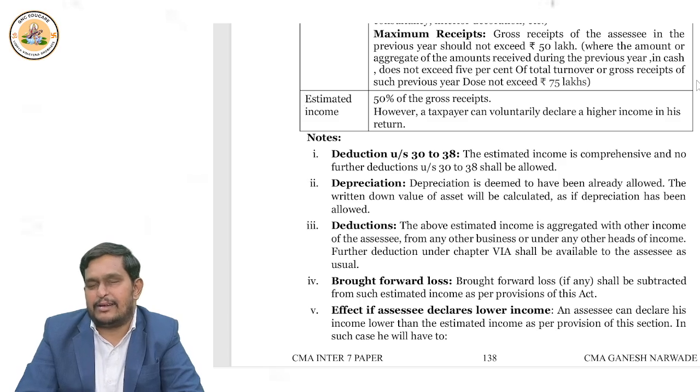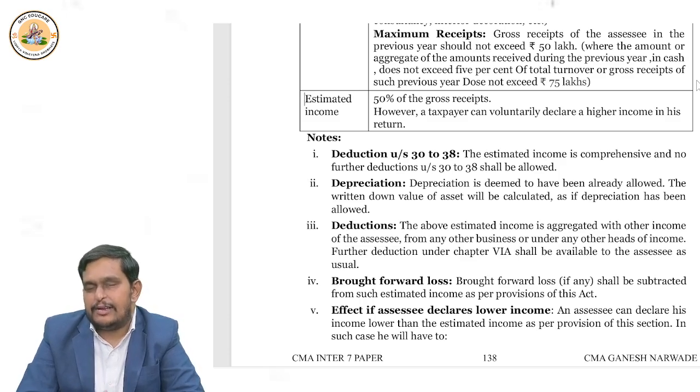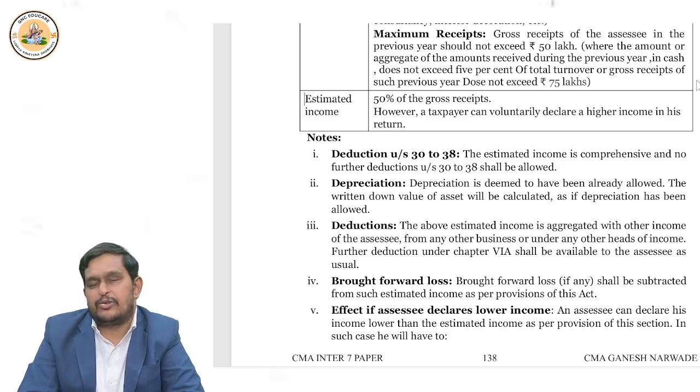Very important, this part: can you change the method? Like, I want to file my return under 44ADA now, and next year I want to file under normal provisions. It's perfectly allowed. So the switch is possible.